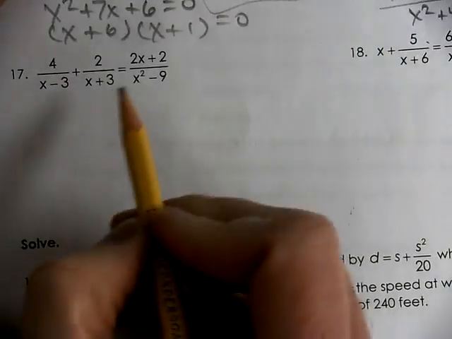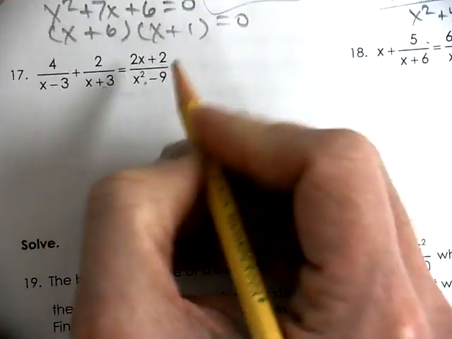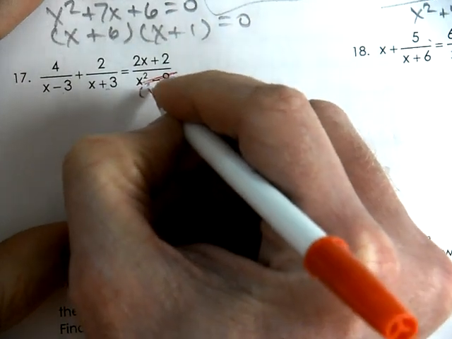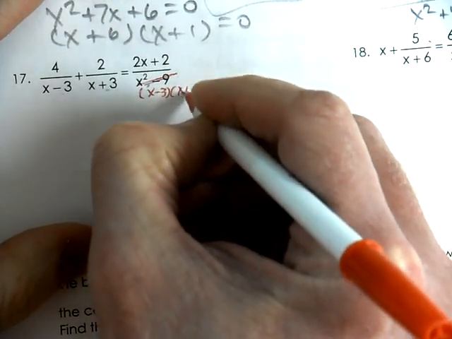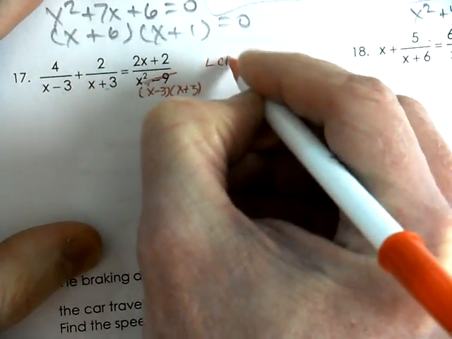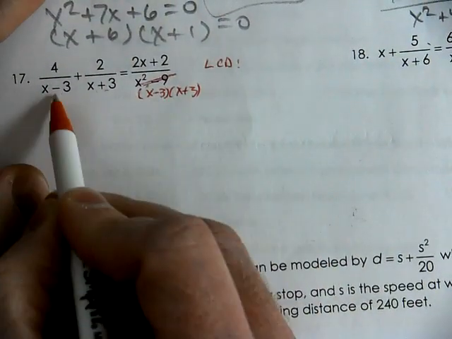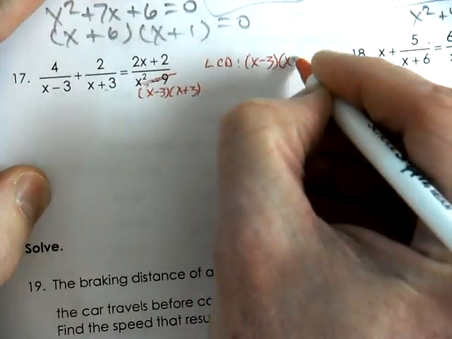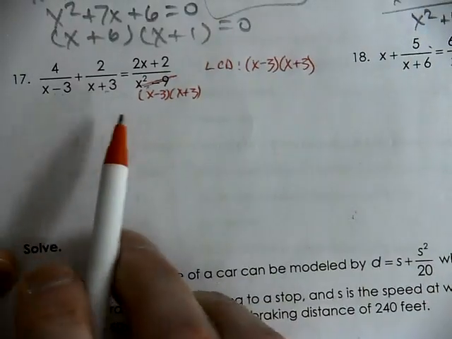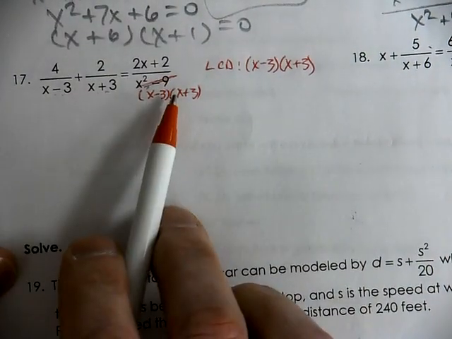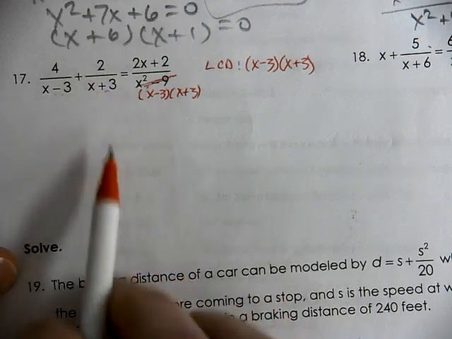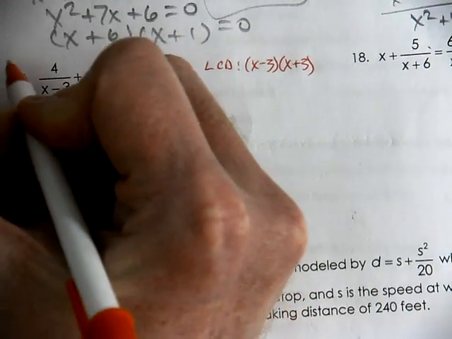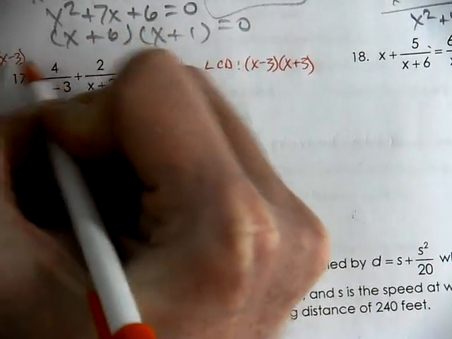And finishing up our last 4 questions, I noticed that this is factorable to be x minus 3, x plus 3. So my LCD is going to be x minus 3, x plus 3. Because we're working with an equation, an equal sign, I eventually just want to know what x is. So I have stuff to cross off. So what I'm going to do is take my LCD and multiply that across the top.